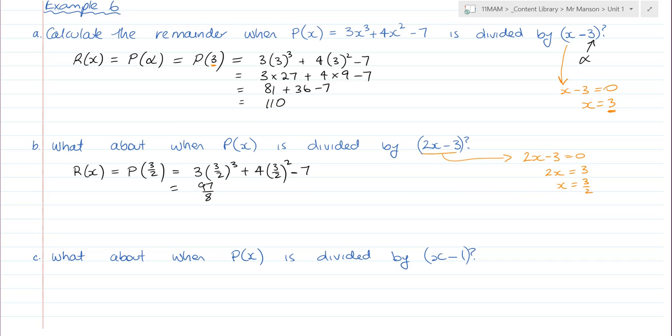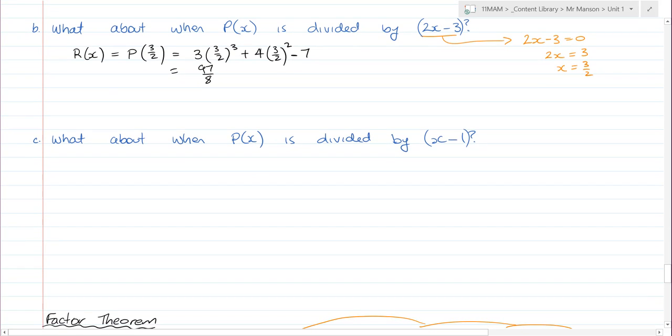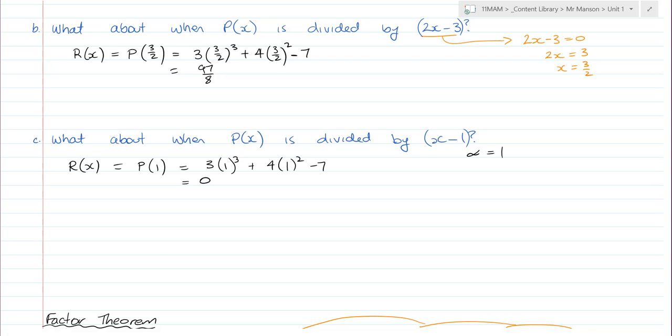Now I've got one more example there for you, C, and we're going to do this pretty quickly. It gives us a special result, which you might remember we talked about briefly earlier. So in this case, alpha is equal to 1, and so I get my remainder of x is equal to p of 1, which equals 3 times 1 cubed plus 4 times 1 squared minus 7, which is equal to 0. Now what do we say about the situation where the remainder is 0? With the remainder 0, there's no remainder, yes?